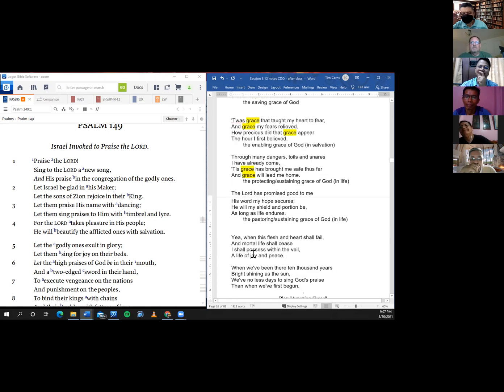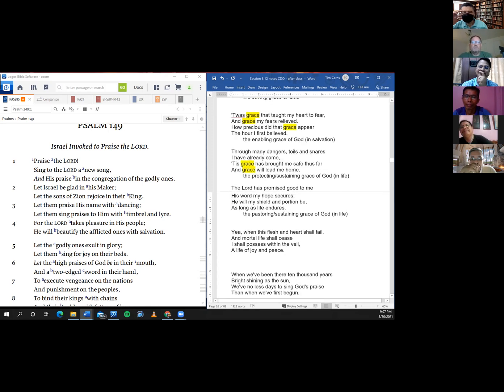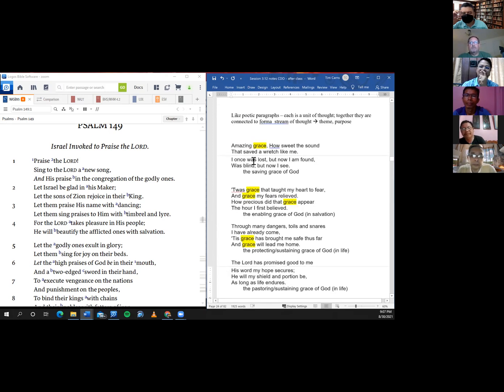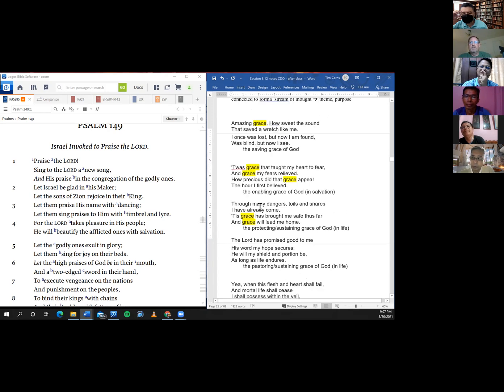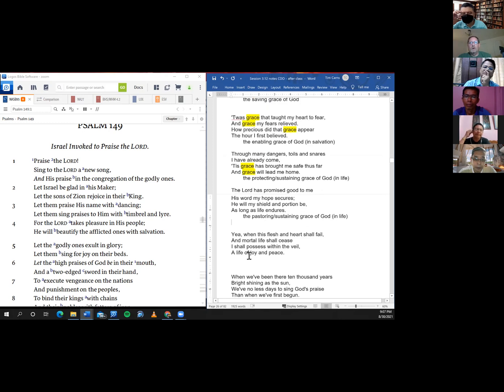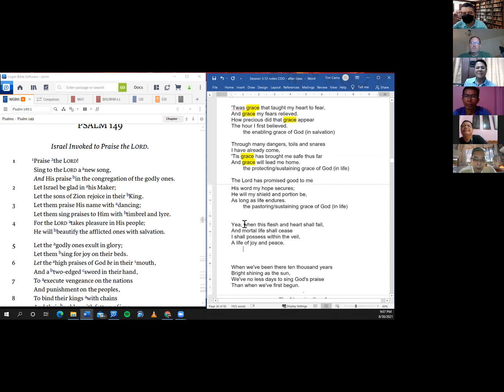Okay, now he's talking about what period of life here? He started with salvation, right? The first two stanzas, God's grace in salvation. The second two stanzas, God's grace in life. Now, where are we? What's this stanza focused on? Mortal life shall cease. I shall possess within the veil a life of joy and peace. That's during resurrection. Yeah, he's speaking of the end here, right? When mortal life shall cease.